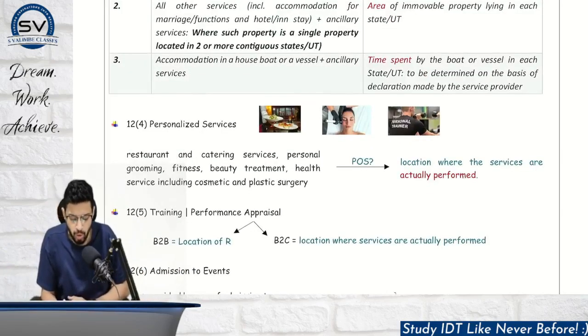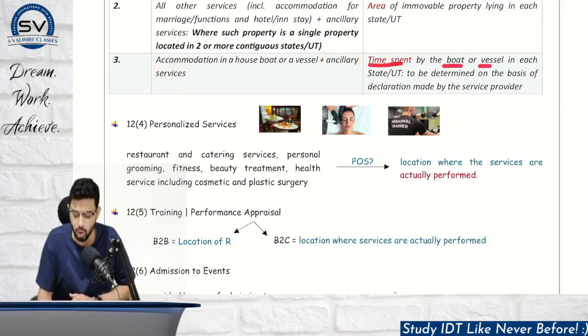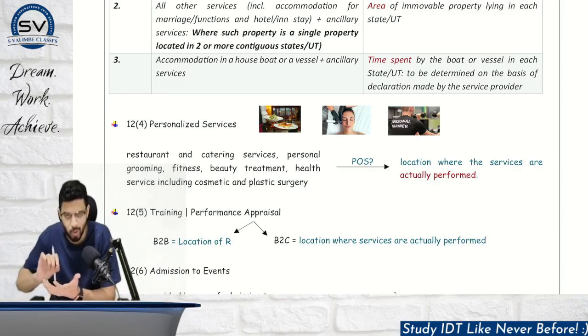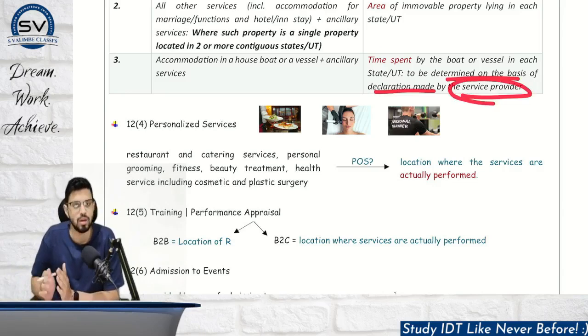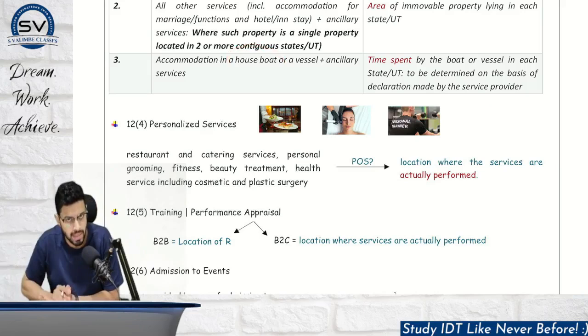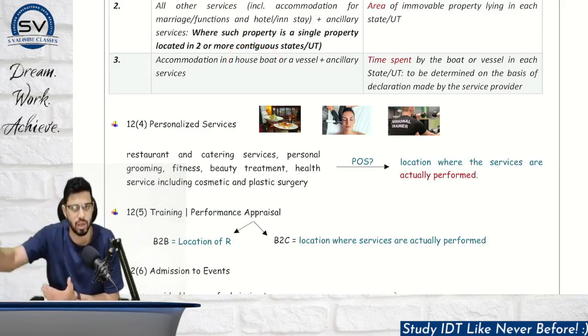If we are talking about accommodation in a houseboat or a vessel which is on water, plus its related ancillary services, here you have to divide on the basis of time spent by the boat or vessel in each state. Now you may have a query that how are we going to determine the time spent, because when you are going and living, you are not going to focus on time spent, right? So this time spent is given by the declaration of the service provider. Whosoever is operating that houseboat is going to give the declaration that out of, let's say, a 3 day tour, 2 days were spent in, let's say, Mumbai, and 1 day was spent in, let's say, whatever the other state is.